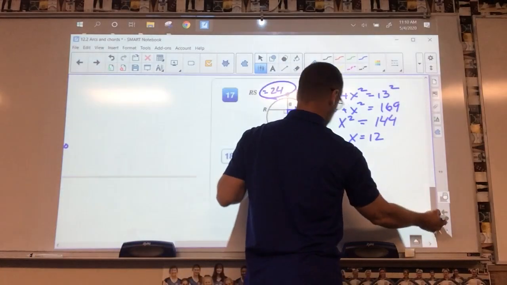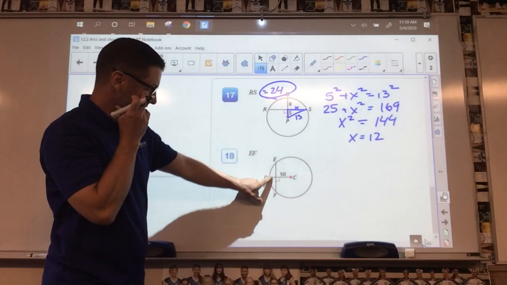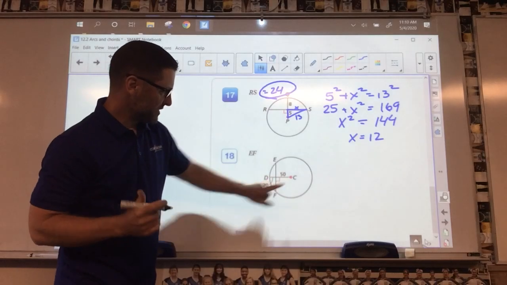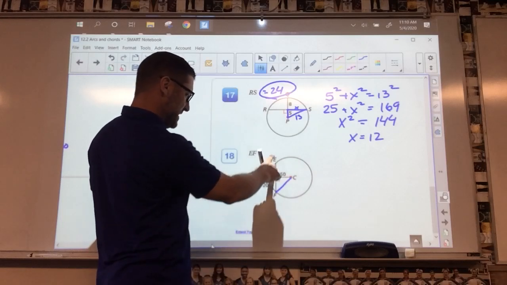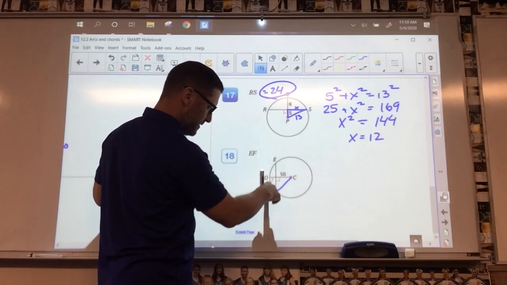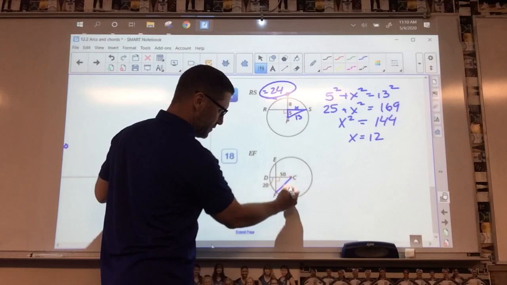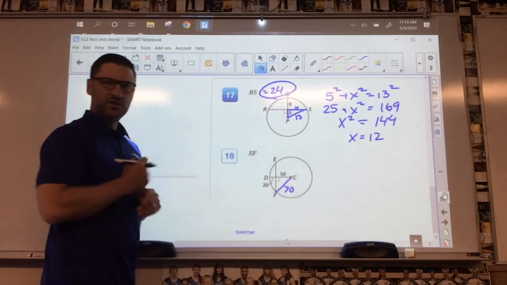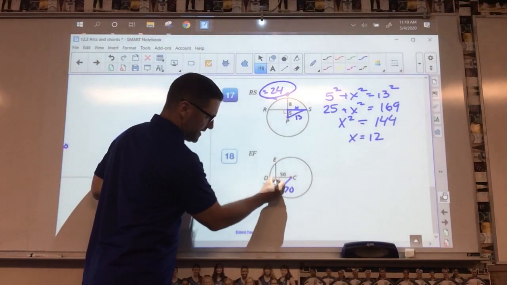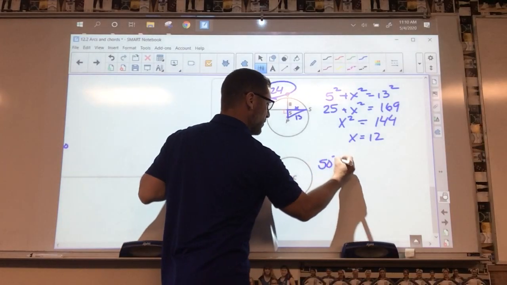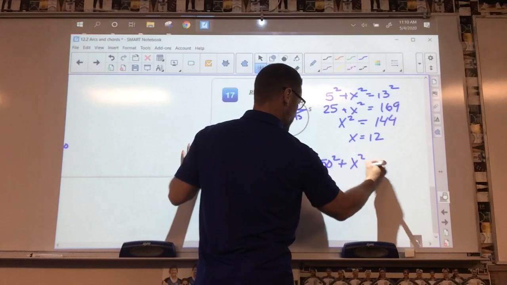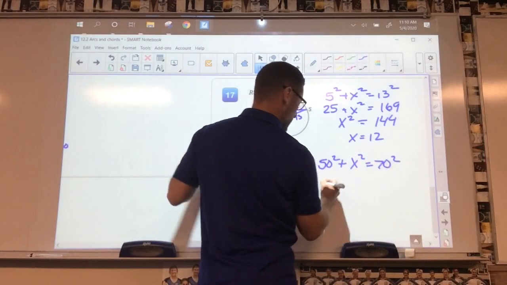Let's try it again. Let's try another one like it. So I got a little chunk that's 20. I got a big chunk that's 50. That means this radius right there, it wants E to F, that distance across. That radius right there would be 50 plus 20, which is 70. And I can use the Pythagorean theorem to find that little chunk right there again. So I'm going to do 50 squared plus x squared equals 70 squared.